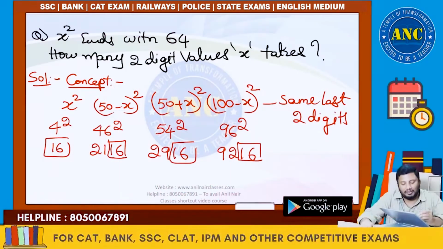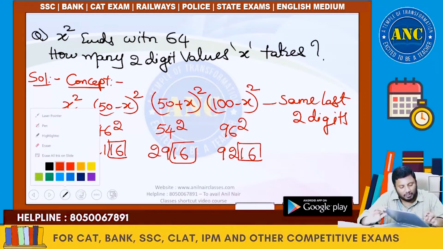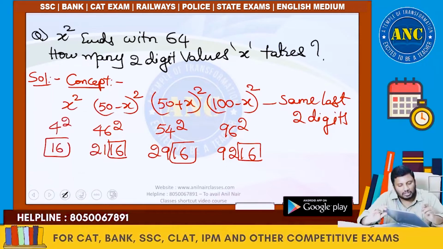You can find 46, 54, 96 very fast. That also we will discuss. I hope it is clear. 16, 2116, 2916 and 9216. From here we will solve the question.